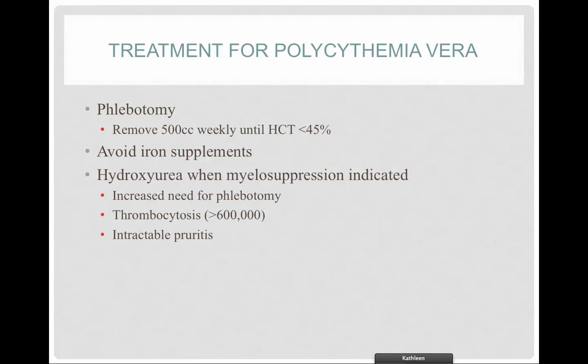So the treatment is phlebotomy. Remove 500 cc's weekly until hematocrit is less than 45. Avoid iron supplements. Patients are going to be given hydroxyurea, which is an anti-cancer drug, and it suppresses the bone marrow. Also, they might need increased need for phlebotomy. And again, these patients are going to have severe itching. Thrombocytosis is an increase in platelets.